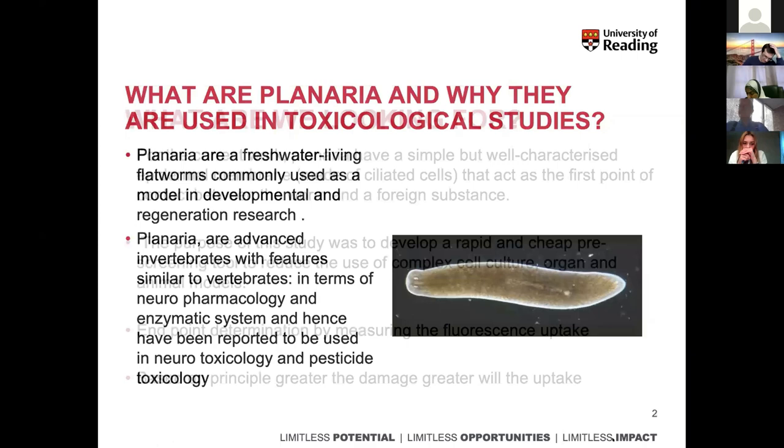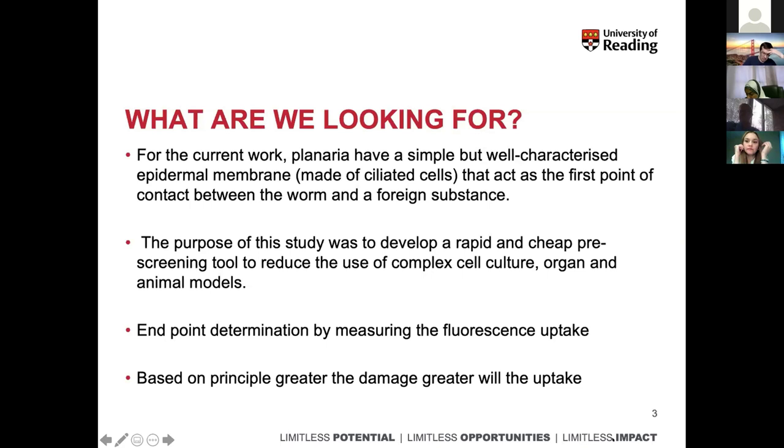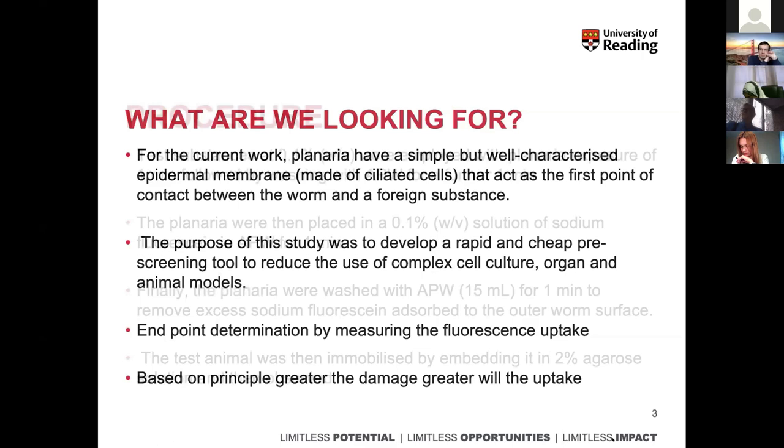So what are we looking at here? Basically, planaria have simple outer epidermal membranes. What we hypothesize is that whenever a compound comes in contact with the planaria, if it is toxic, it will damage the outer membranes. Greater the toxicity, greater should be the damage to the planaria membranes, and hence there should be more uptake of fluorescent dye within the planaria. So by measuring the fluorescence inside the planaria, we can detect the damage caused to the planarian membranes by different toxic materials, and then correlate it with human skin.